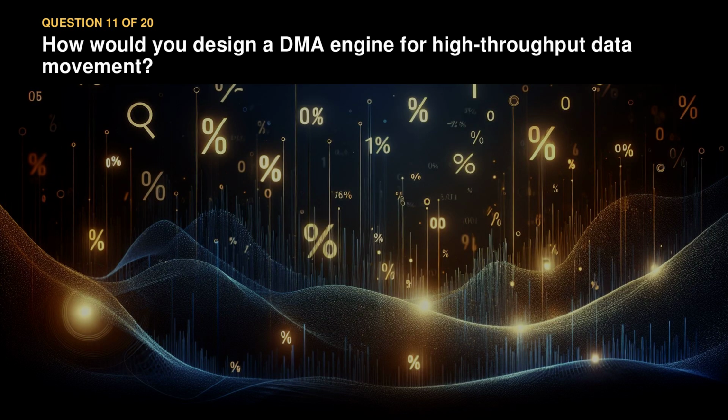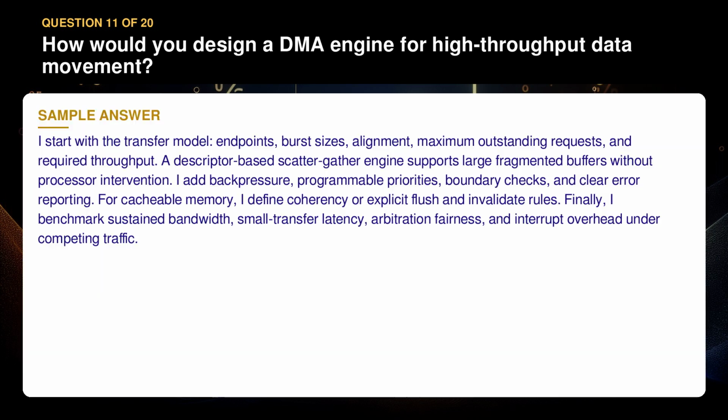Question 11. How would you design a DMA engine for high-throughput data movement? I start with the transfer model, endpoints, burst sizes, alignment, maximum outstanding requests, and required throughput. A descriptor-based scatter-gather engine supports large fragmented buffers without processor intervention. I add backpressure, programmable priorities, boundary checks, and clear error reporting. For cacheable memory, I define coherency or explicit flush and invalidate rules. Finally, I benchmark sustained bandwidth, small transfer latency, arbitration fairness, and interrupt overhead under competing traffic.